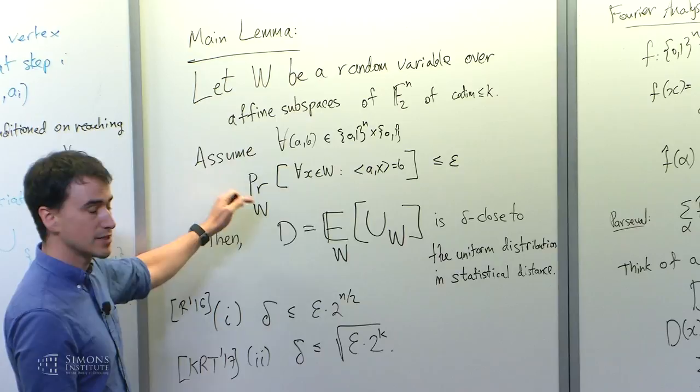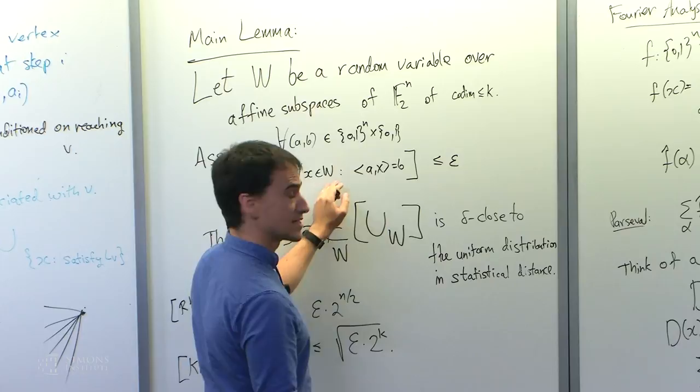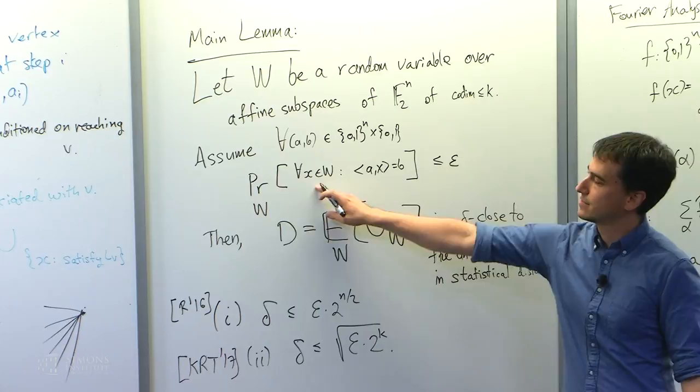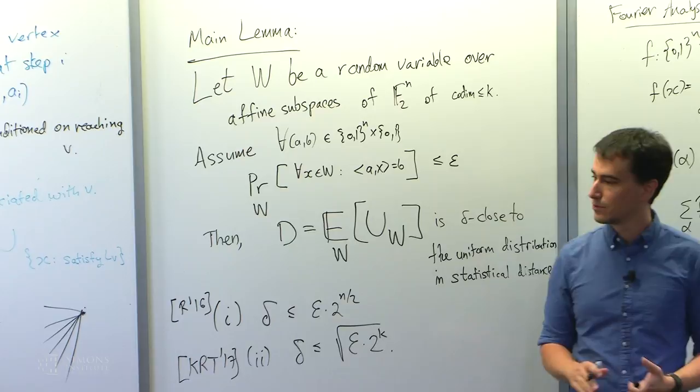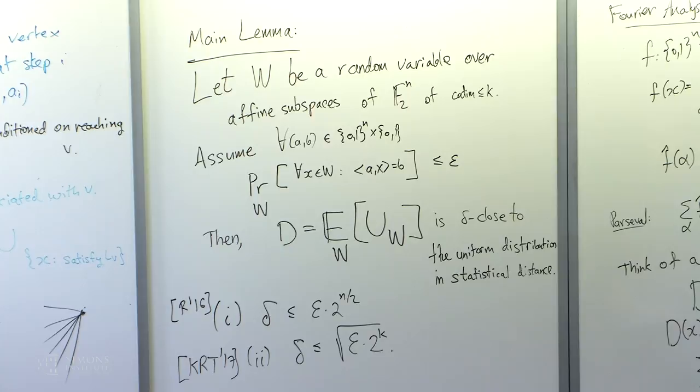And now I'm going to assume that there is no equation that is shared by most of these, by a large fraction of these subspaces. So for each equation, for each a, b, the probability that the equation is satisfied by the subspace, which is exactly saying that every x in the subspace satisfies the equation, happens with probability at most epsilon. So whatever equation you're looking at, it is shared by at most an epsilon fraction of the edges. Then I want to show that the distribution is actually close to the uniform distribution.